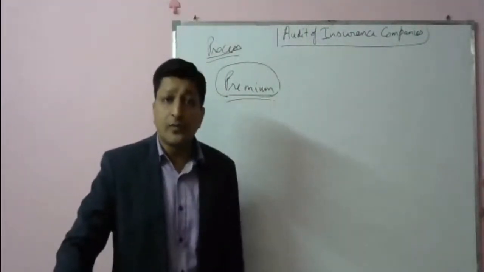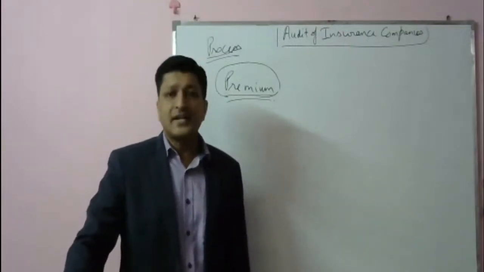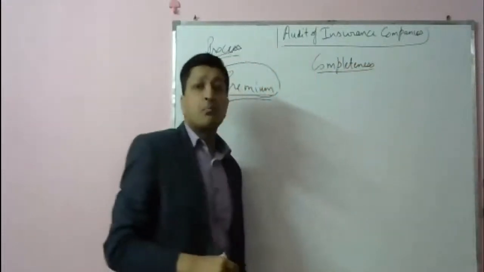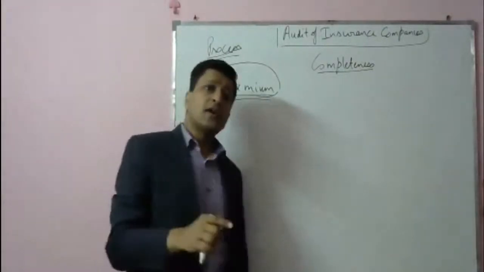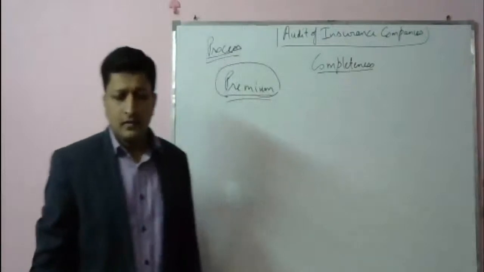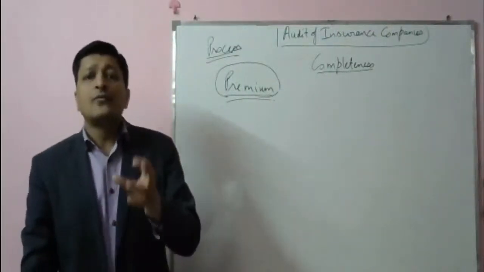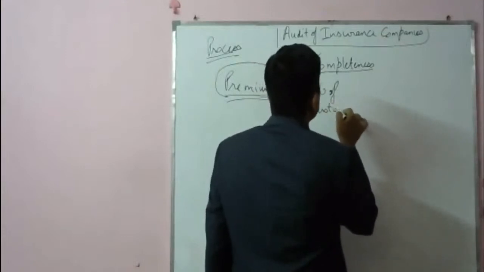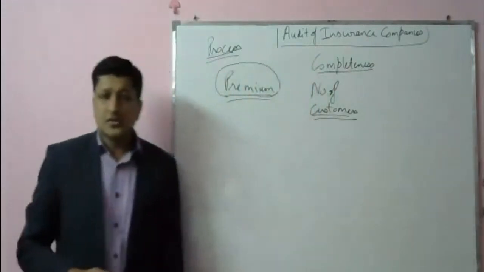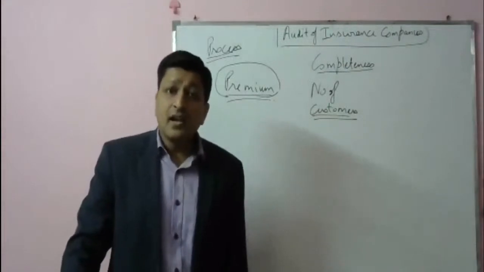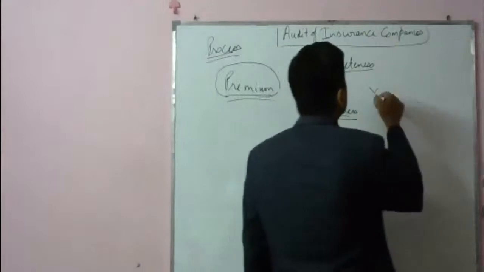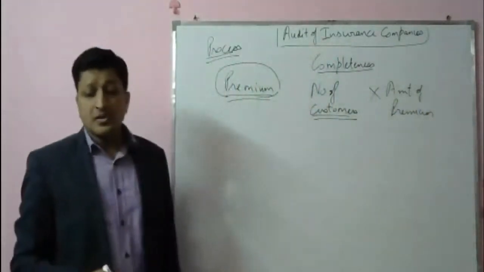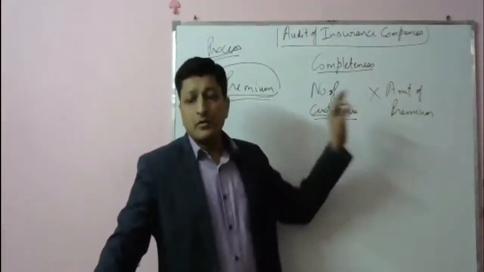The first procedure that I would want to perform will of course be on completeness. I would want to check about the completeness of revenue, whether the revenue is recorded fully or not, and how can that be done? The insurance company will have the data of the number of customers it is having. So I'll pick up that data from the customers database, the number of customers, and I will then multiply this with the amount of premium which the insurance company charges from one customer. So the number of customers which the insurance company is having multiplied by the amount of premium.